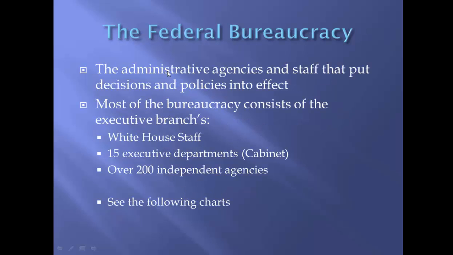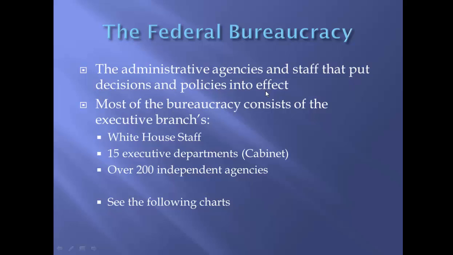All right. Let's talk about the bureaucracy now. Bureaucracy is kind of a fancy word. I can't spell it, so it might be tough for you guys to get it through. A bureaucracy, or the bureau of the federal government. You see that term, bureau. This is the administrative agencies and the staff that put these decisions and policies into effect.